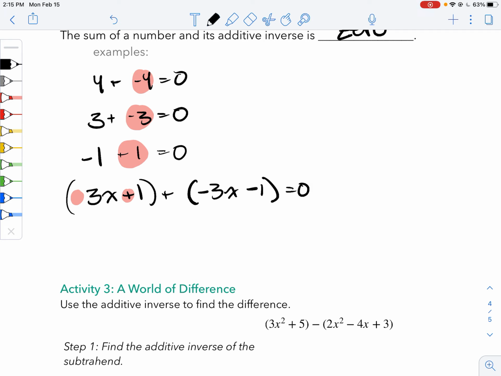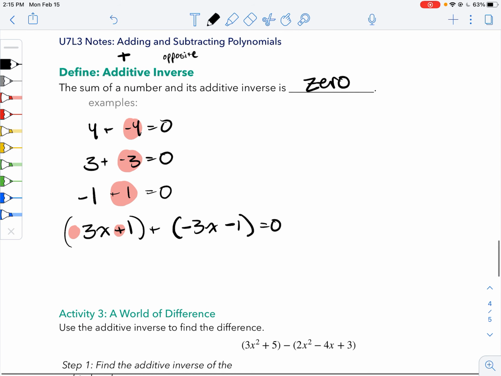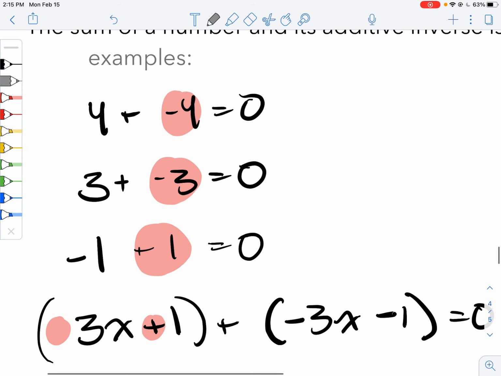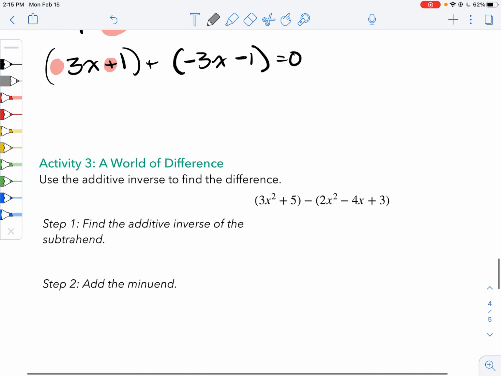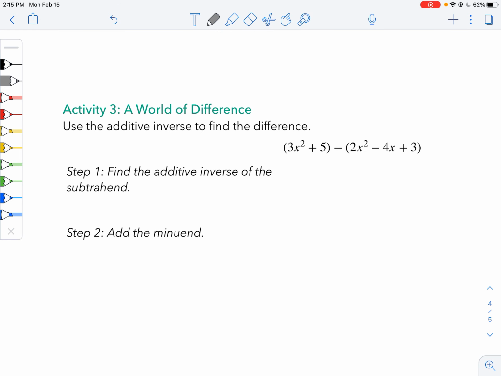Or if you had, you know what, that's good enough. We'll go on. Now, this is how we're going to subtract, because check it out. This is the same thing as 4 minus 4, which is 0. And here we've got 3 minus 3, which is 0. Or -1 minus a -1, excuse me, is 0. So how we're going to subtract is we're not going to subtract at all. We're just going to add the opposite. So when you subtract, just add the opposite.